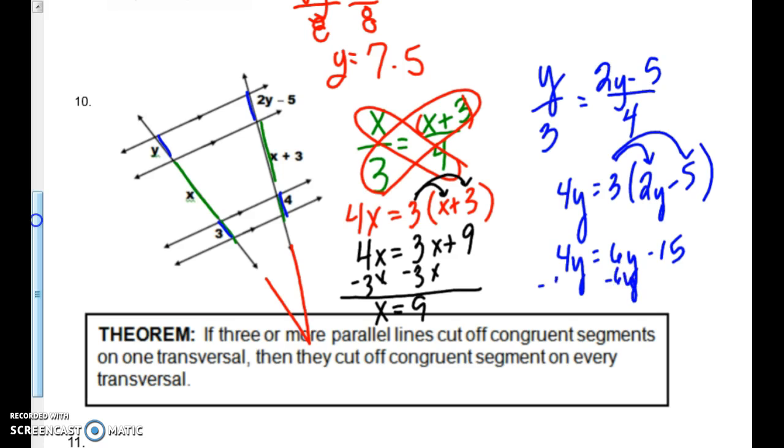Subtract 6y from both sides. That's a negative 2y is equal to negative 15. Divide by negative 2. So y is equal to, what is that, 7.5? Yep. Okay. Questions?